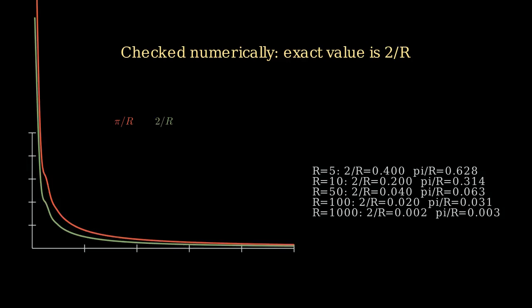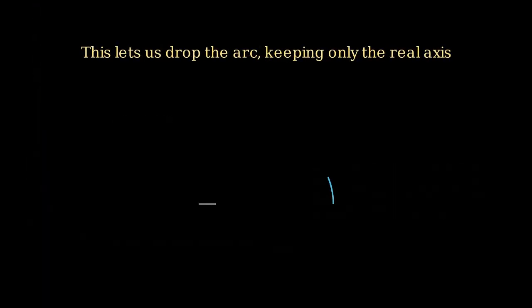This is exactly the kind of argument that lets you throw away the curved piece of a semicircle contour, leaving only the straight real axis piece behind, the trick used throughout improper real integrals solved with residues.